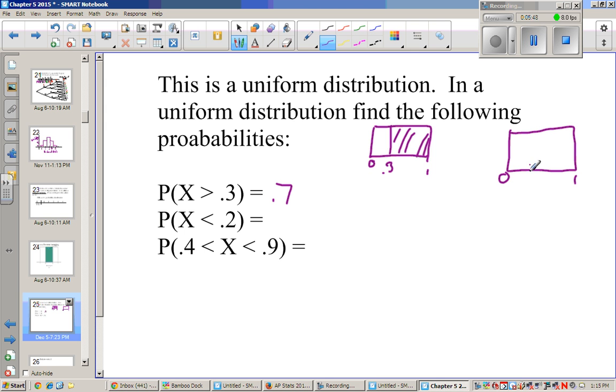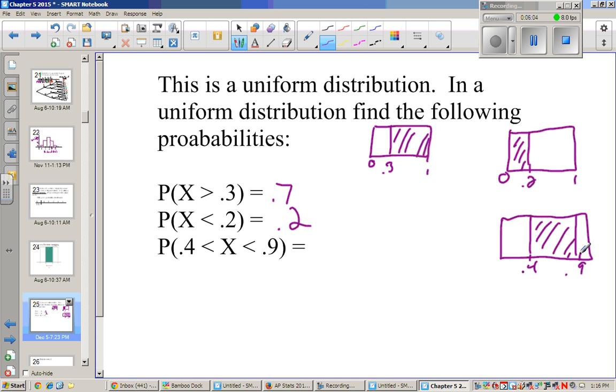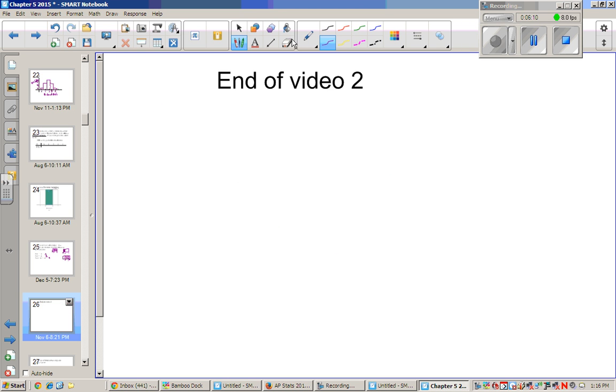For the second one, I draw this out again. From 0 to 1, from 0.2 and below, hopefully you see that that's 0.2 of the distribution. Our third one, we're going from 0.4 to 0.9, and that makes up half of the distribution because that's 0.5 in there. All right, hopefully that gets you to do your homework.